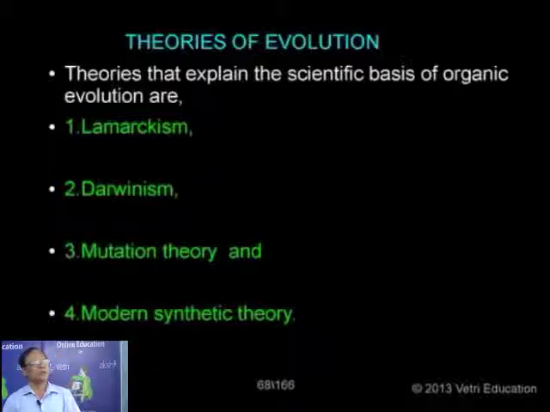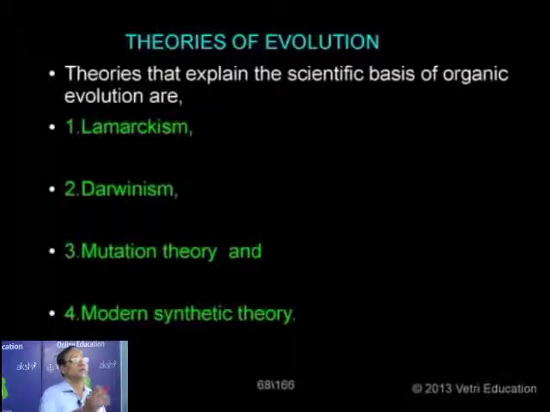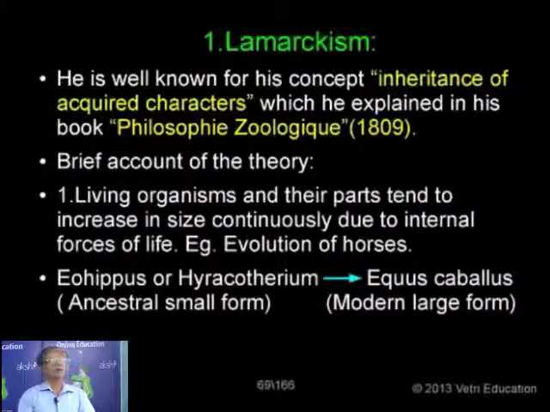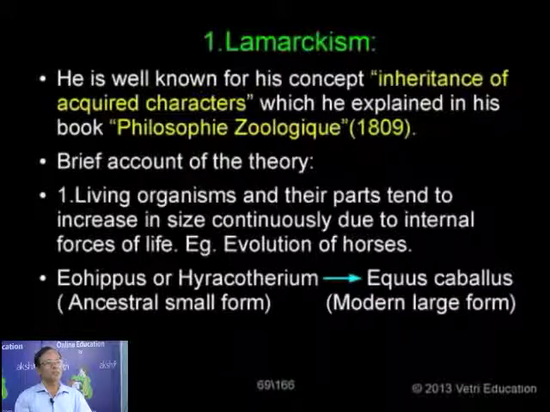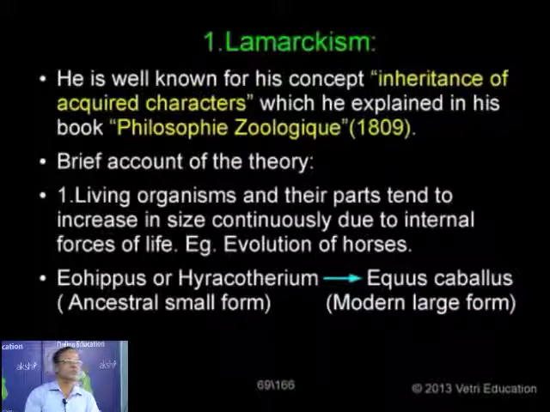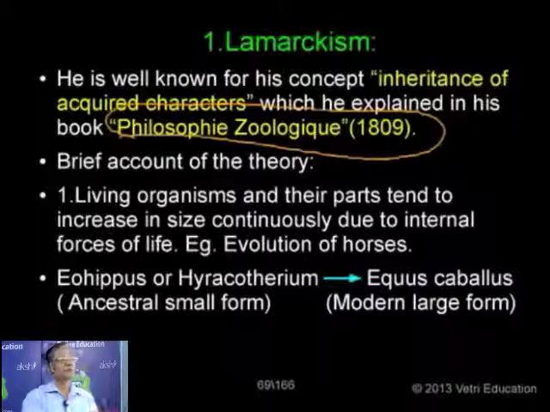So what is Lamarckism? What are the basic concepts or hypotheses put forward by that person? Jean-Baptiste de Lamarck is well known for his theory. He proposed this concept in his book, Philosophie Zoologique, in 1809. In that book, he gave his basic concept: inheritance of acquired characters.